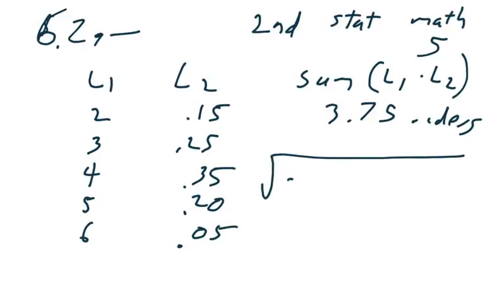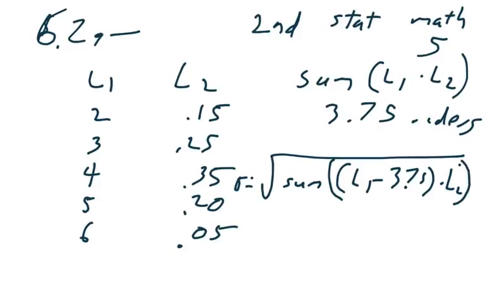The square root of the sum, this is the standard deviation, of L1 minus 3.75. Okay, so I'm going to need another parenthesis here, times L2, and when I do that, the answer turns out to be 1.089, so we'll just round this to be 1.09 for the standard deviation.